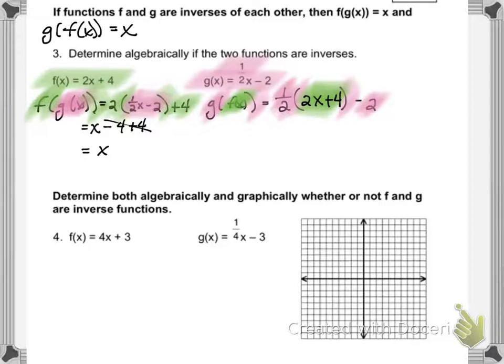And so when we do our math, 1/2 times 2 is x. 1/2 times 4 is 2. And you still have your minus 2 out there. And so the answer here, again, is x. And when I compose them both ways and end up with x, then yes, they are inverses of one another.